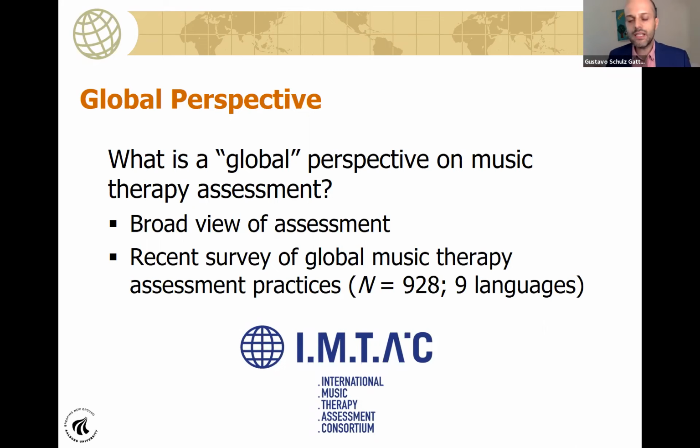And the third meaning is because the term global is connected with an international survey with 928 participants from 9 different languages concerning the topic of music therapy assessment practices. So this survey is organized by the International Music Therapy Assessment Consortium. And during this presentation, we will present some of the preliminary results of this survey.